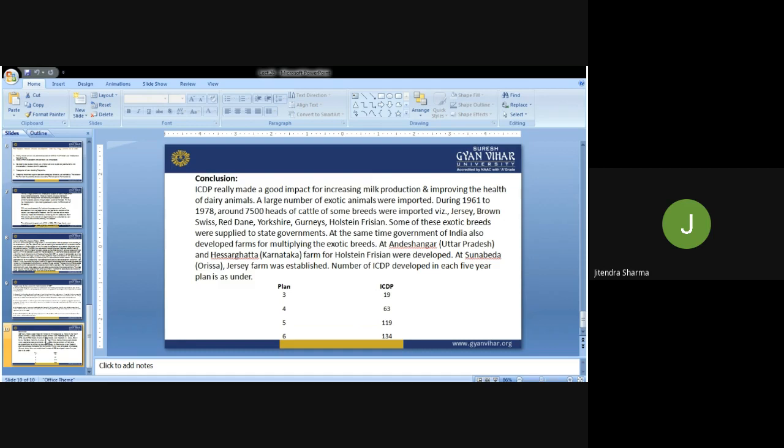So these are the important programs being run by the government, and they are very important programs.